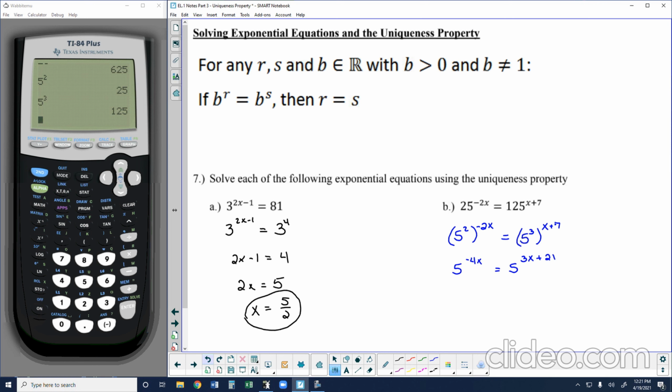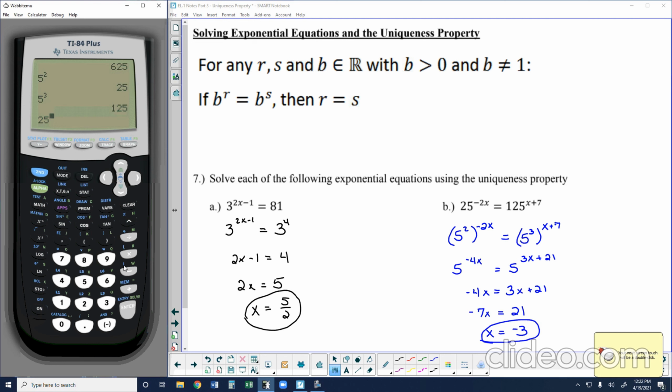Now I have an expression where the bases are equal. Thus, we know their exponents must be equal. So negative 4x is equal to 3x plus 21. In this case, I could subtract 3x from both sides, and then divide by 3 to get that x is equal to -3. So let's check this.